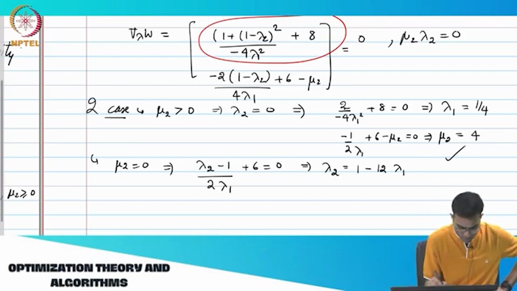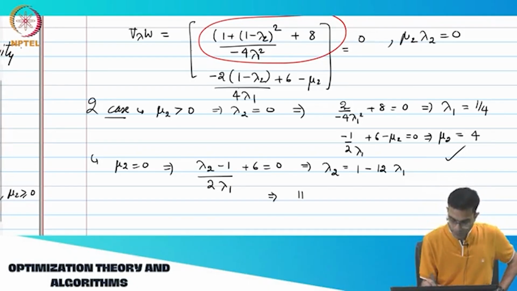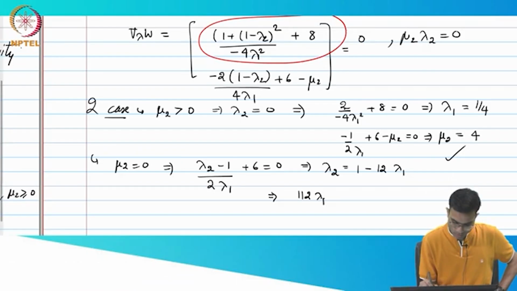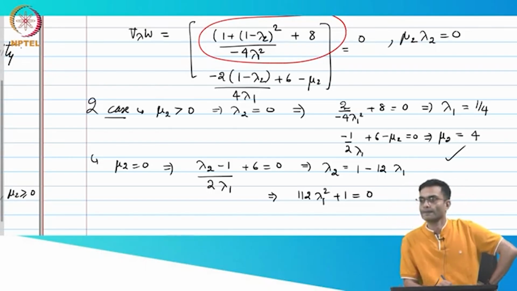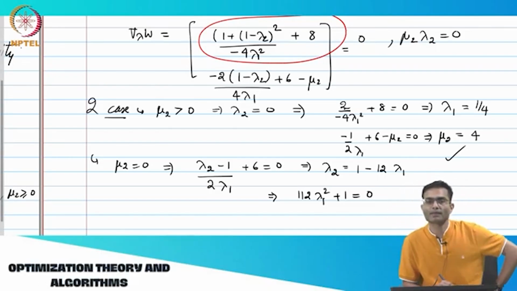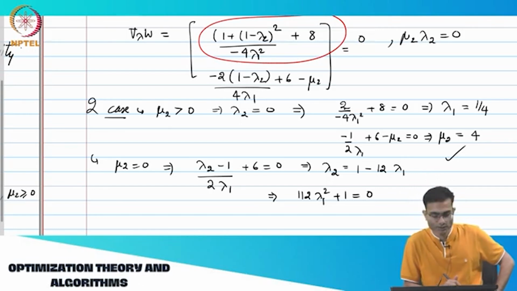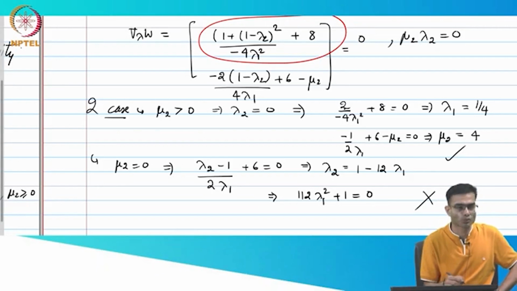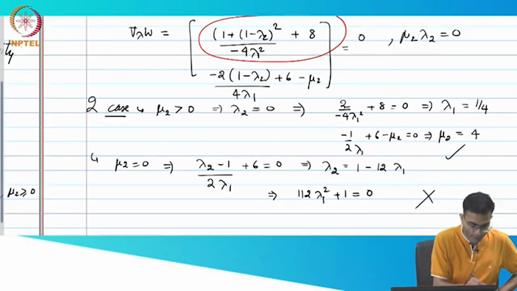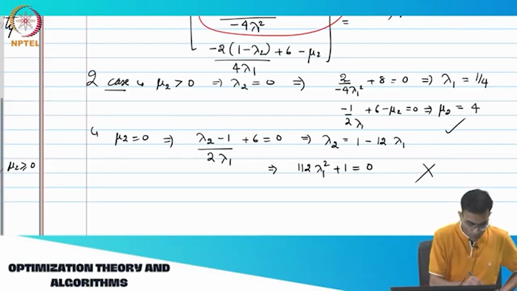So we actually have to go ahead and solve it. When you substitute this back, I am going to spare you a couple of steps of algebra. What you get is this, the solution for lambda 1. So what is the lambda 1 that satisfies this? It's imaginary, right? So obviously that is not feasible. So this case mu 2 equal to 0 doesn't work. I am only left with mu 2 greater than 0.